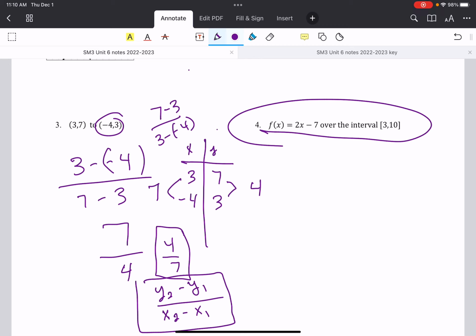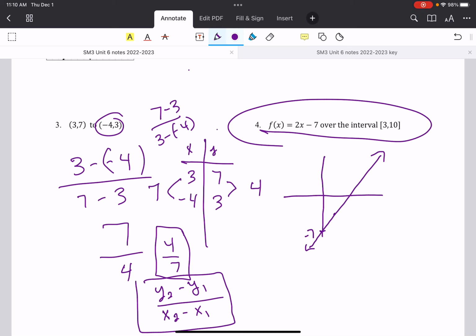Basically, you're supposed to graph the line that the 2x minus 7 makes, and then the 3 to 10 is the domain, I'm pretty sure. And then you're supposed to find the slope over that domain. Yep. Okay. So that's one of the ways you could graph it and then find the slope from 3 to 10. That's the domain. Those are your 2 x values. How would you find your y values if you have your x values?